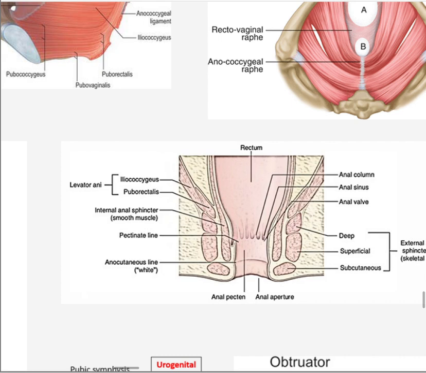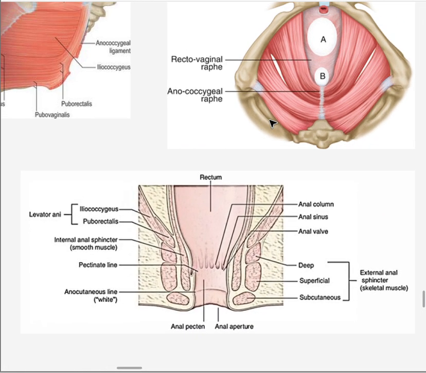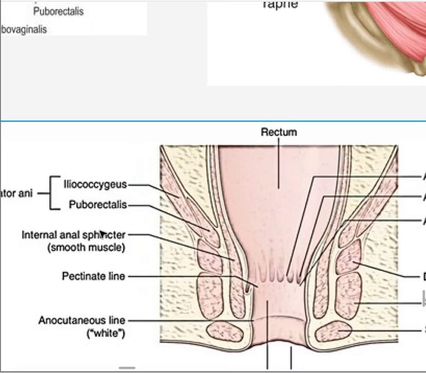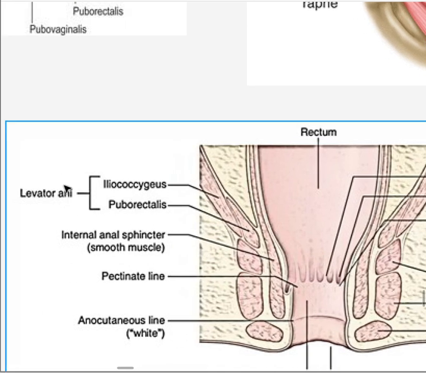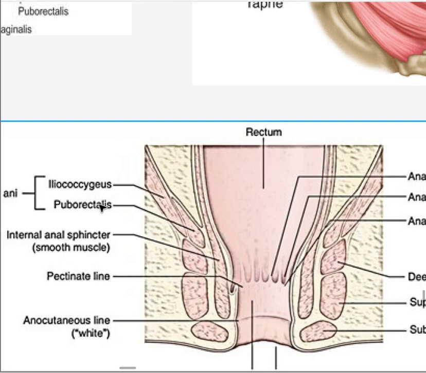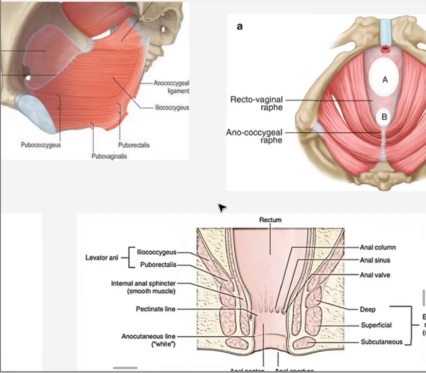Let's come back to the pubococcygeus and ileococcygeus for just a second. Remember that the pubococcygeus, they're calling it puborectalis here, the levator ani, but it's also pubococcygeus. The pubococcygeus arises from the pubic bone and the anterior part of the tendinous arch of the pelvic fascia. I told you.